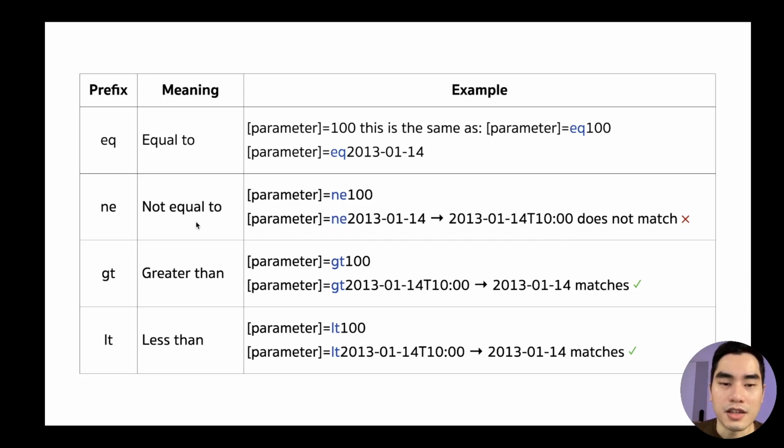So if you say not equal to, that means that some part of it is equal to, so that makes it not match.